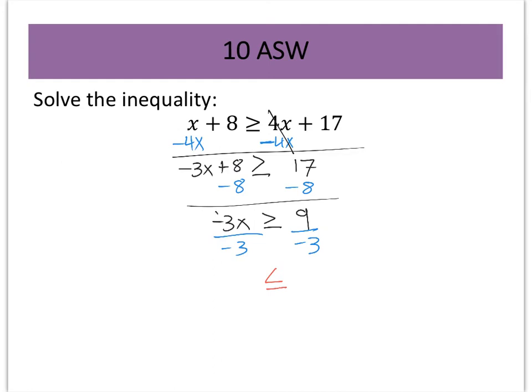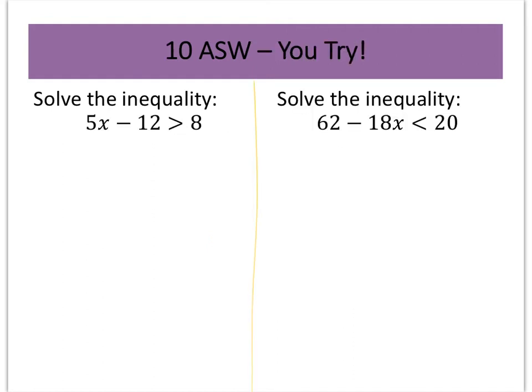And the negative 3's cancel out, so that's x. And 9 divided by negative 3 is negative 3. And so this is our solution. And just be really careful when you're dividing or multiplying by a negative number, both have to be true, then the symbol flips. So go ahead and try these two.